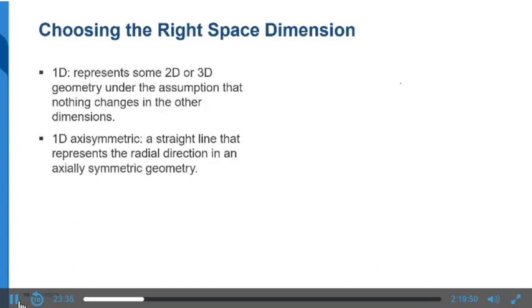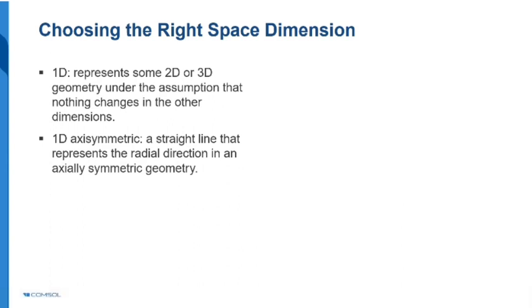So let's look at how you can choose the right space dimension as well. COMSOL supports modeling in 0D, that is space independent, wherein you can solve various types of lumped circuits, be it thermal lumped circuits, electrical lumped circuits, or mechanical circuits. But when we are talking about space dependent models, you can have 1D, 1D axisymmetric, 2D, 2D axisymmetric, and up to 3D also.